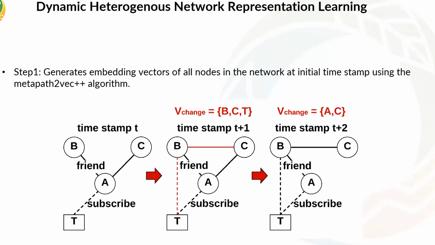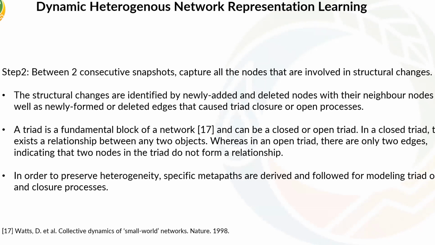Then in step 2, between 2 consecutive snapshots, we capture all the nodes that have been involved in structure changes. The structure changes were defined as newly added and deleted nodes with their one-hop neighbor nodes, as well as newly formed or deleted edges that caused triad closure or open processes.